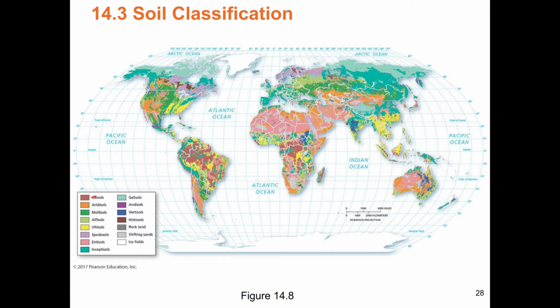Oxisols. Oxa refers to oxidation. Those are tropical soils. Those are old tropical rainforest soils. Also the soils that we have up in the foothills of the Sierra with that orangish color, that's rust. Aridisols, arid, dry deserts.